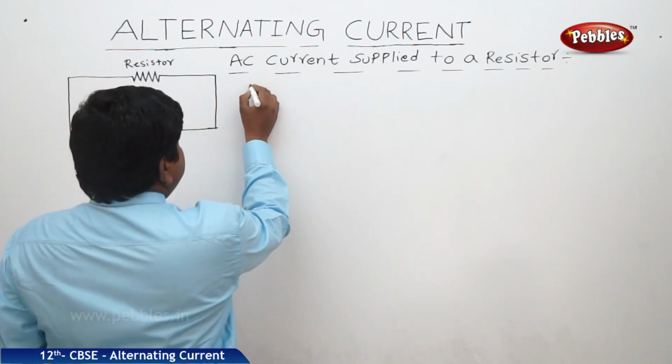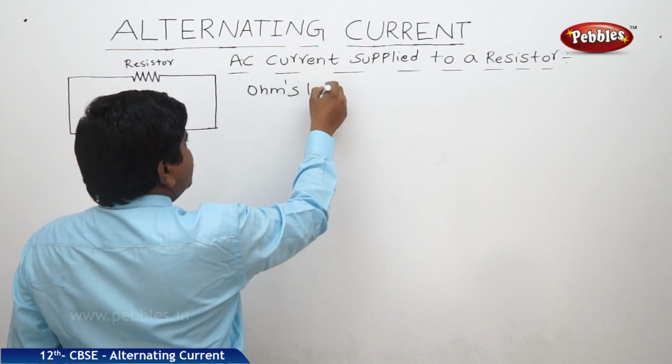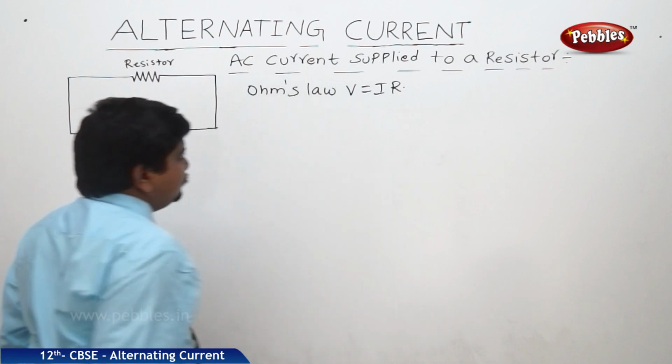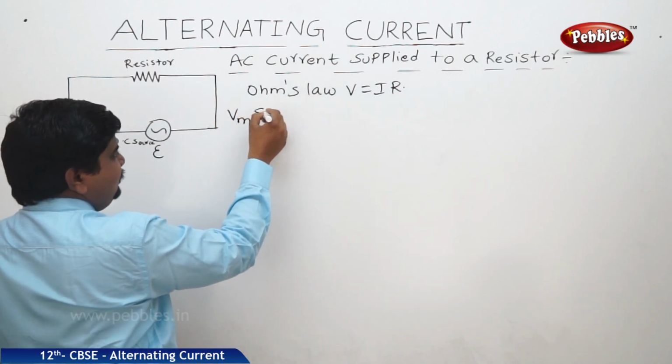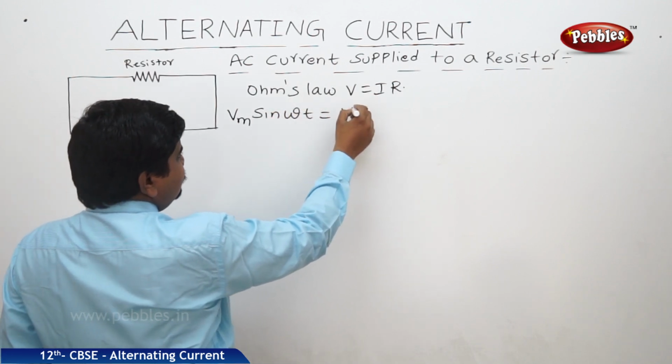Therefore, Ohm's law. What is Ohm's law? V is equal to IR. But in case of AC voltages, this equation changes like this. Vm sine omega t is equal to IR.